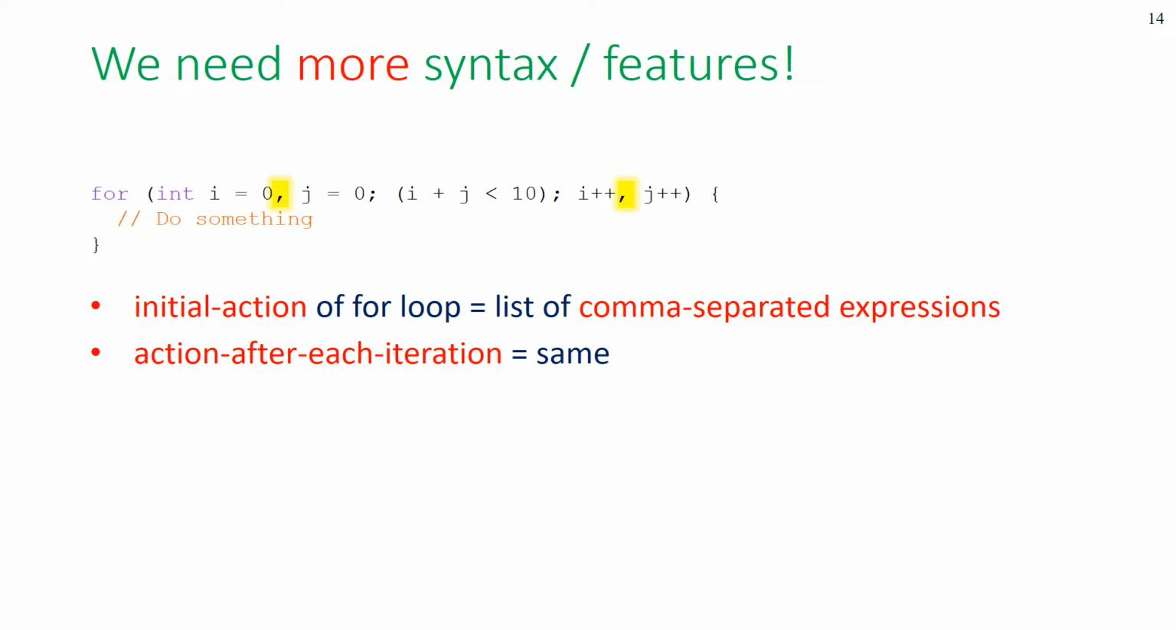So int i equals 0, and then I use a comma. Oh, by the way, I want another variable, j equals 0, and comma, x equals 42, and comma, z equals 99, and I can go on and on and on. The only thing is, all those variables are going to be int. I can declare only one type of variable like that inside a for loop.